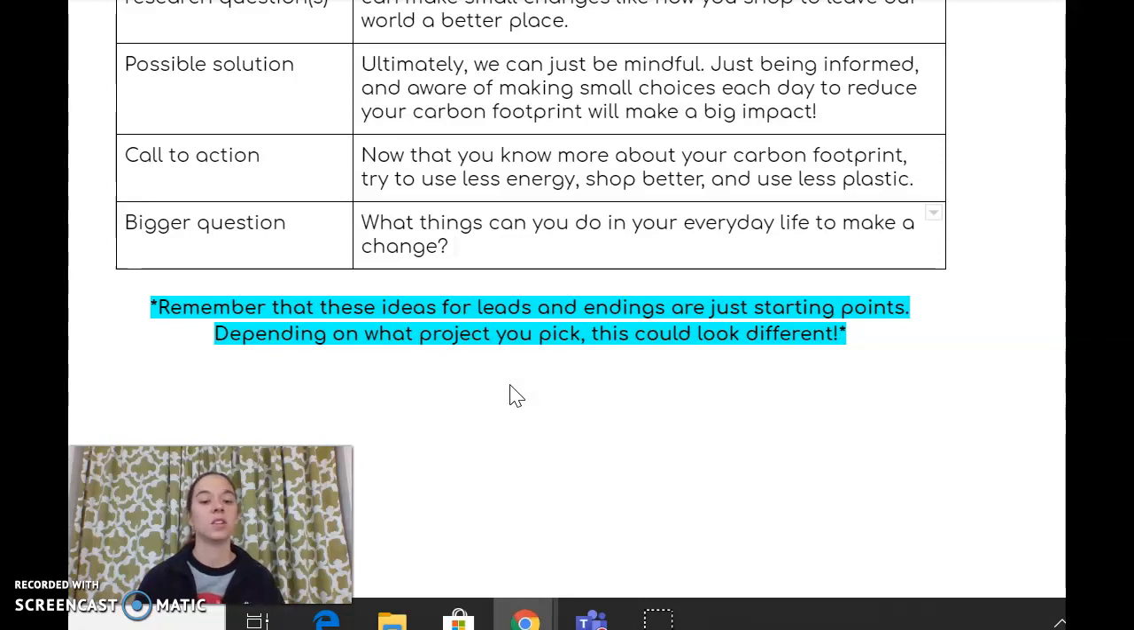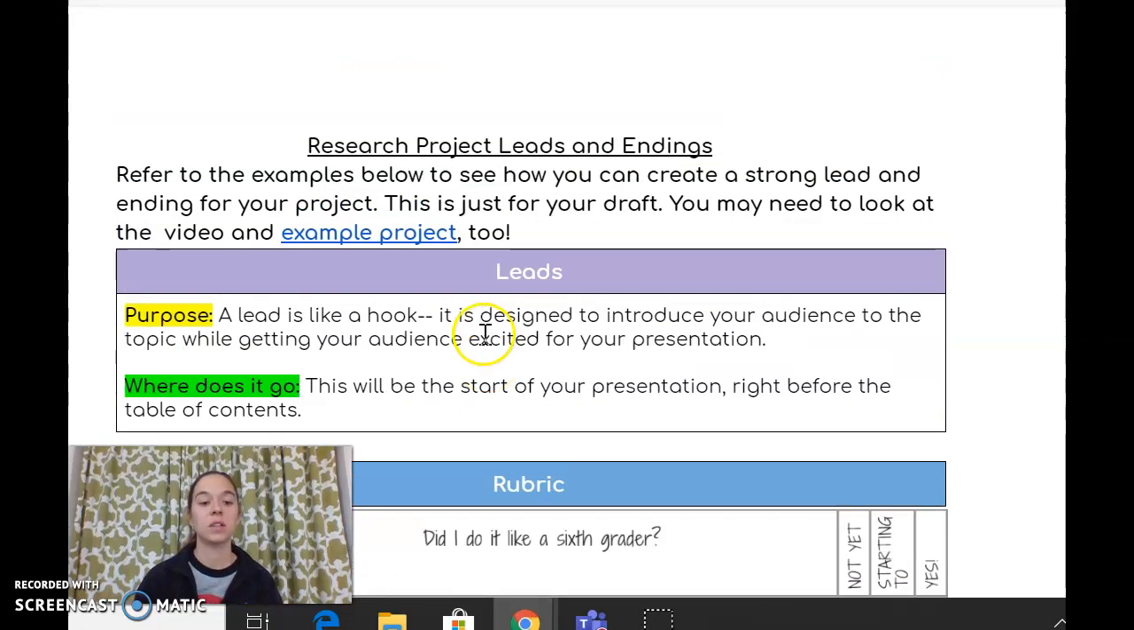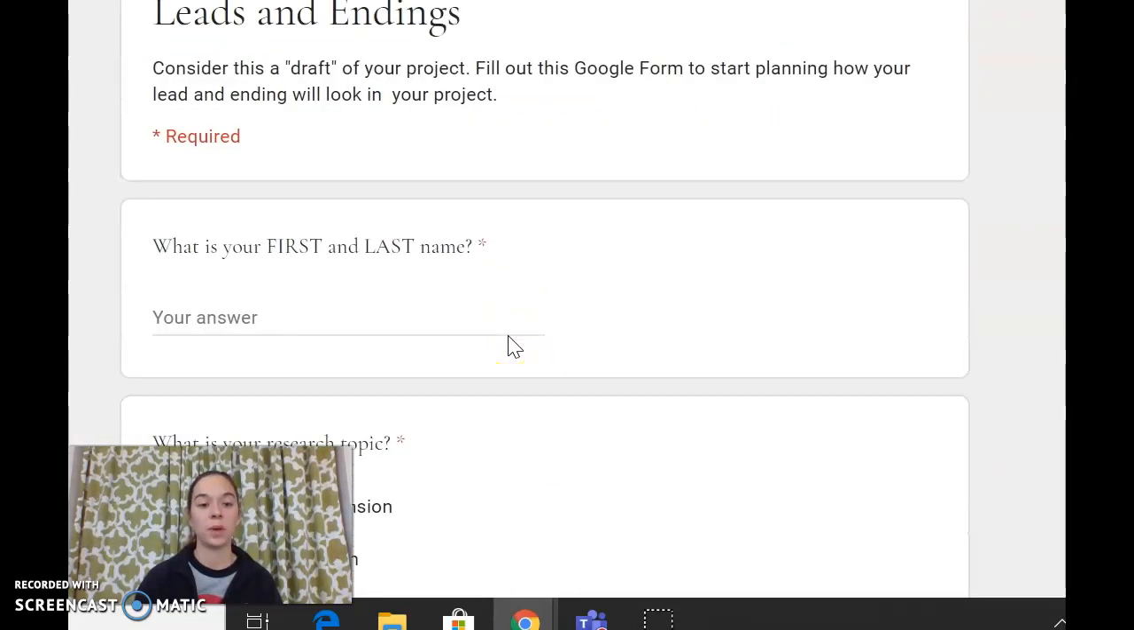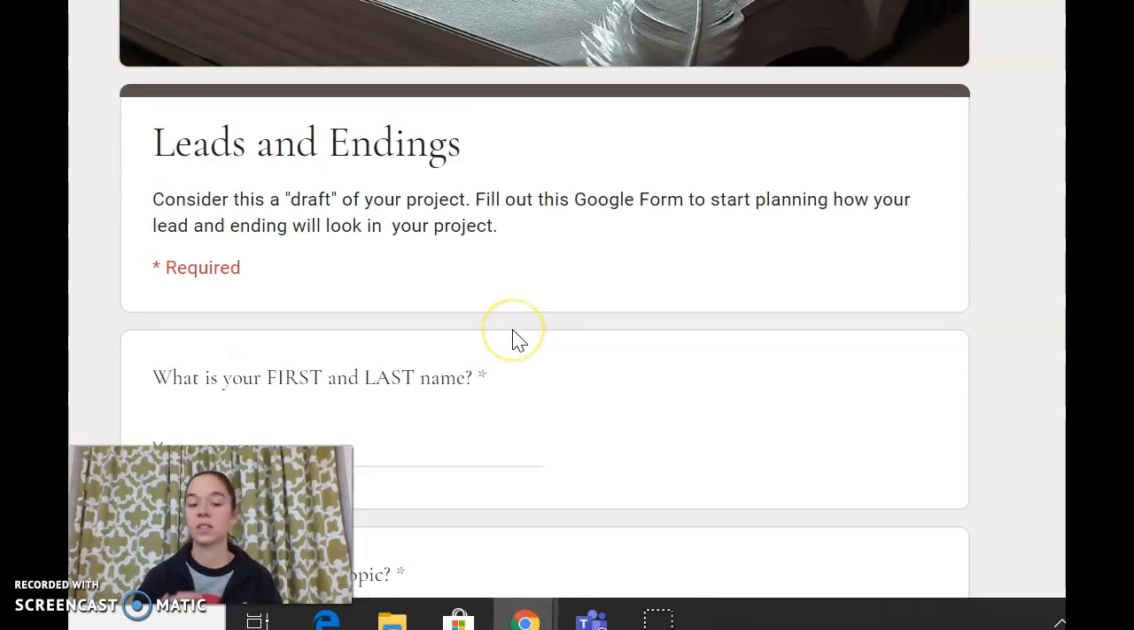So remember that these are just ideas. You're going to go to your Google form now, and it's going to ask you just to fill out a couple of questions about what you're thinking right now, okay? Just ideas, just a draft today. If you need any help, please contact your teacher, and we'll be happy to get back to you quickly. But I hope this goes well for you, and I hope this helped you with your lead and ending.